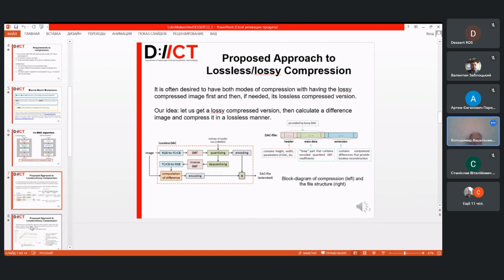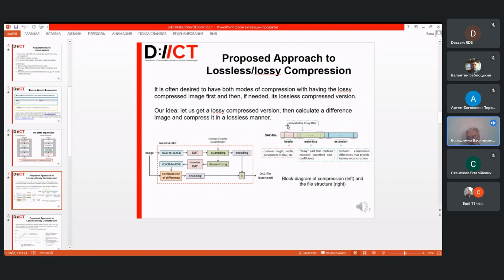What we propose and why do we propose this? It is often desired to have both modes of compression, lossless and lossy. For instance, you know that JPEG has JPEG-LS and other known standards also have lossless and lossy compression modes. And our idea is the following. Let us get a lossy compressed version and then calculate a difference image and compress the difference image in a lossless manner.